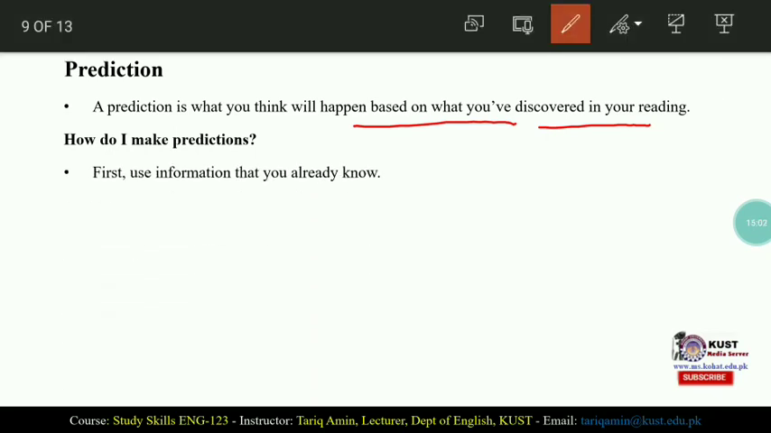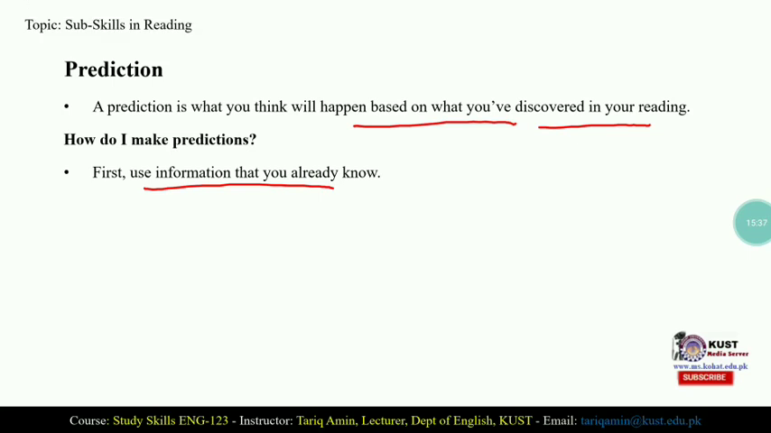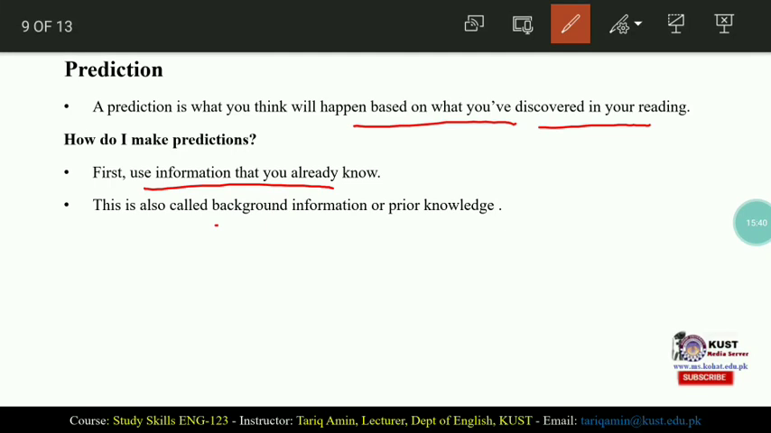First, use information that you already know. This information can be called background knowledge or prior knowledge. We are human beings and we live in this society, and we do have some knowledge about the different aspects of our life. We have read different things, so we have background knowledge about different things. When you predict, you first need to use the prior knowledge you already have about a particular thing.